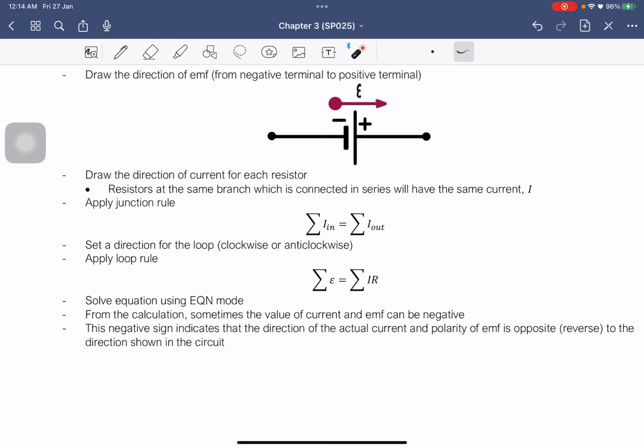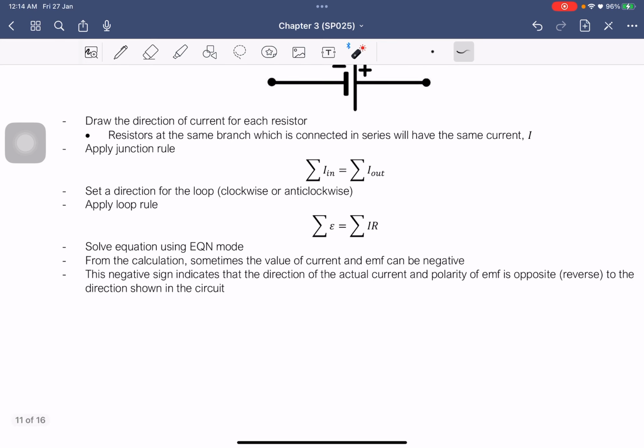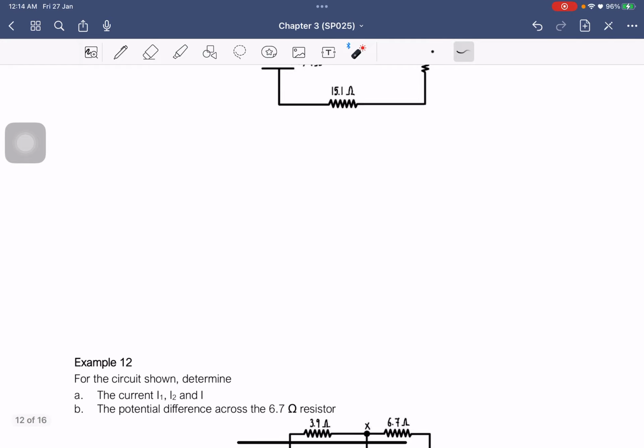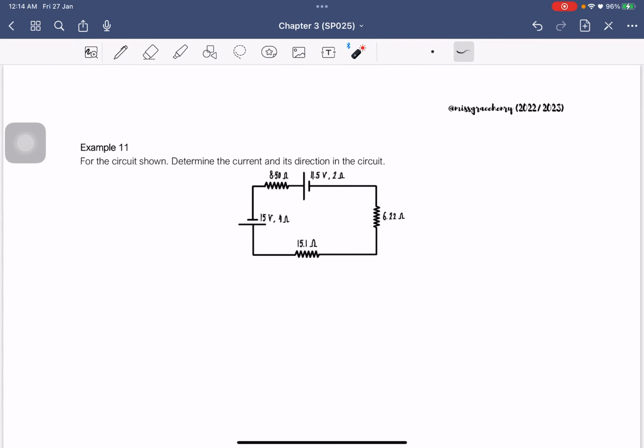And then you can apply junction rule and then set a direction for the loop. You can either set the direction as clockwise ataupun anti-clockwise, and then apply the loop rule, and solve the equations using the equation mode in your calculator. And then don't worry if you get a negative value of current or EMF. It is actually telling you that the direction of the actual current and polarity of the EMF is reversed to the direction shown in the circuit. So basically, the negative tu bagi tahu direction dia tu terbalik dari yang kamu lukis. Macam itulah.